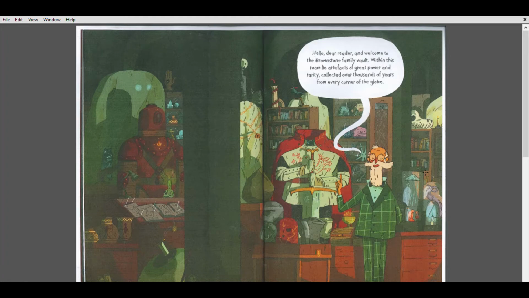That word artifacts. Artifacts are things usually from the past that people have used. They're usually objects. So examples of an artifact in this room might be the sword or the suit of armor or some of the other things that we're going to look at closely. Artifacts of great power as well. So perhaps these are magical objects.